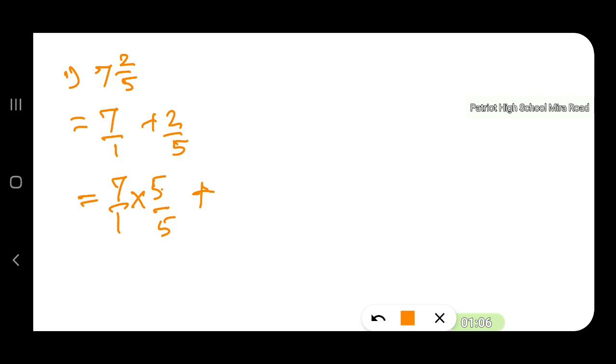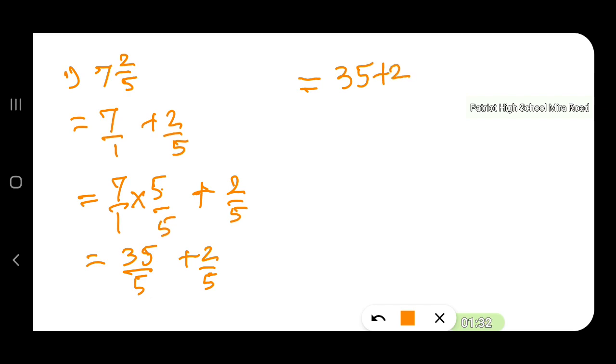And the second term is 2 upon 5. This is equal to 35 upon 5, which is nothing but 7, plus 2 upon 5. Since the denominator is the same, 5, we can add up the numerator now. So I will write the next step here. So it will be 35 plus 2 upon 5, which is 37 upon 5. This is the answer. This is the improper fraction.